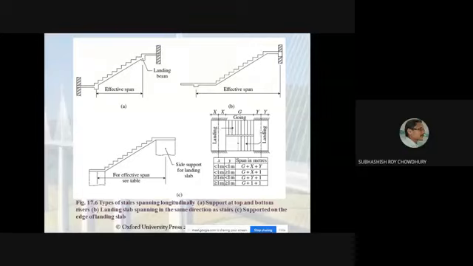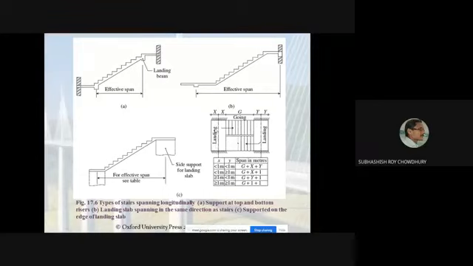So when you analyze this, you will get a support reaction at this end and at this end for this waist slab. That support reaction will be acting as a load over the landing portion. So the support reaction coming from the waist slab will be acting over the landing slab as the loading, just like the secondary beam and primary beam. The reaction of the secondary beam is creating some concentrated force over the primary beam. Just like that, here you will get a line load, not exactly a concentrated force, over this landing slab. So the landing slab should be analyzed against the support reaction or the load coming from the waist slab.